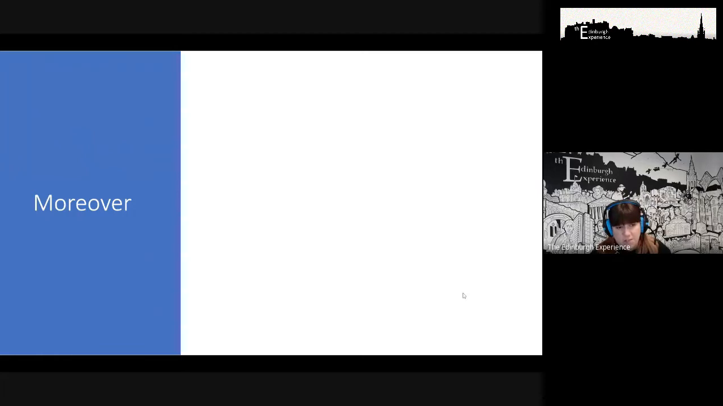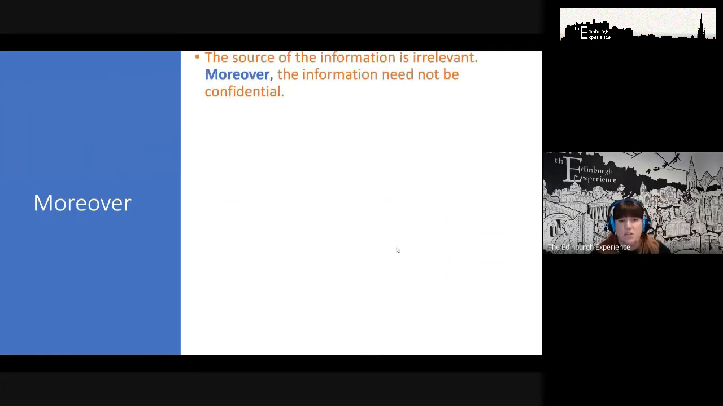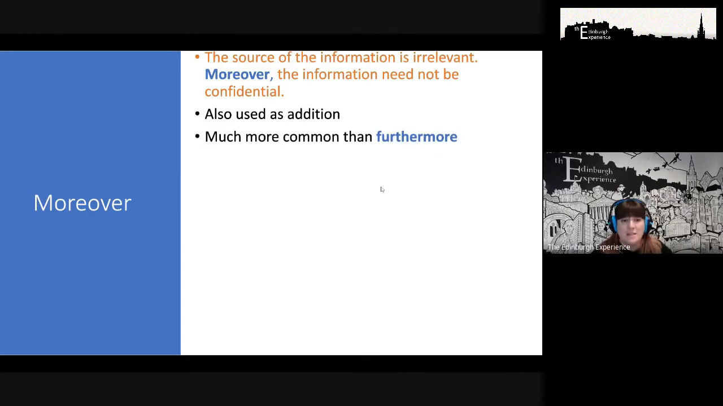Our next word that we have today, guys, is the word moreover. So your example sentence here, the source of the information is irrelevant. Moreover, the information need not be confidential. So we also use this, like the previous examples, furthermore, what's more, we use this as a linker of addition. It's much more common than furthermore, okay?